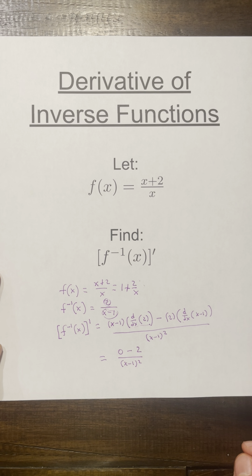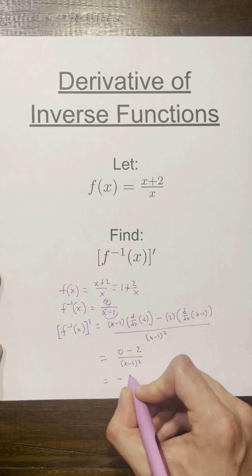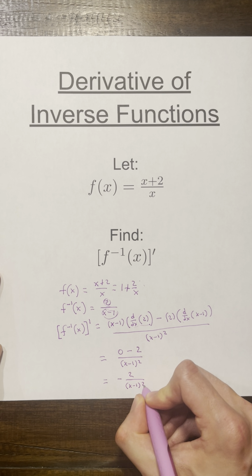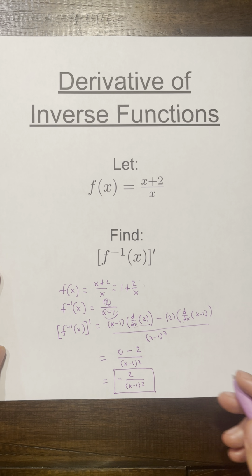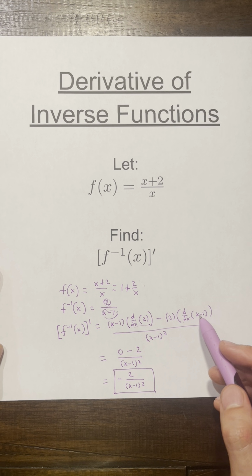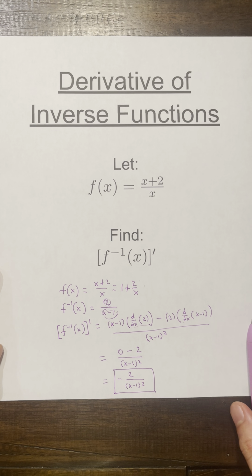So what's the final answer going to be? Negative 2 over x minus 1 squared. Okay, but can we sing the song again? Low d high minus high d low over low times low. You're not going to forget it, I'm pretty sure.